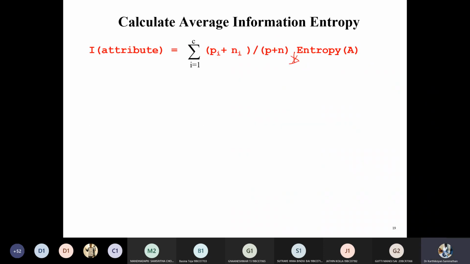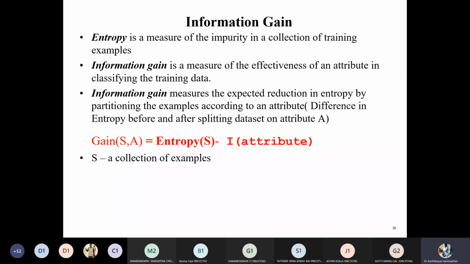Calculate the average information theory. Sorry, entropy. So we are calculating just average entropy. How do you calculate this? Summation of all the positives and negatives, P plus N divided by P plus N, into entropy. So you add all the positives and negatives into all the entropy values which were calculated previously.